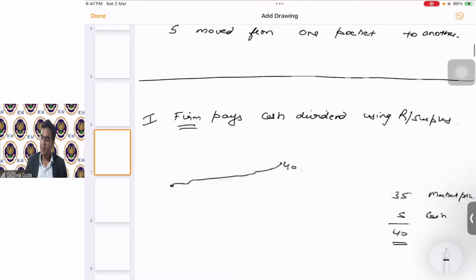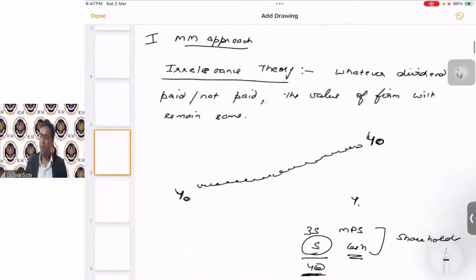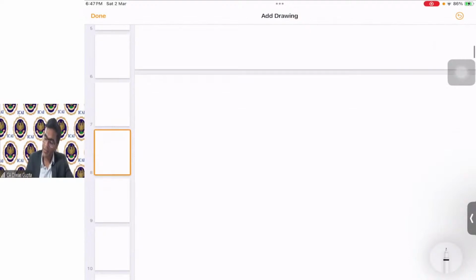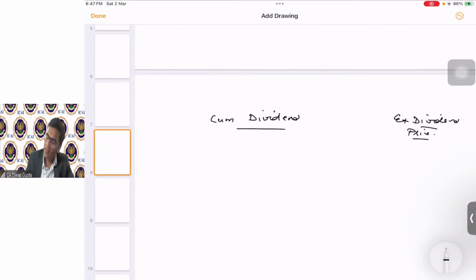So, students, first of all, Sanya, to answer your question: why does the price of a share change the moment dividend is declared? We have to understand it from the cum dividend price and the ex dividend price. The price keeps on increasing just before the dividend is declared; that is called the cum dividend price. That means the dividend is included in the market price.